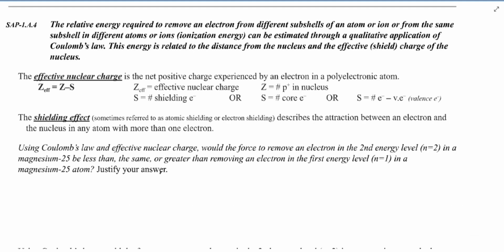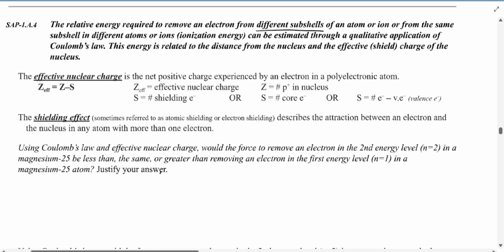All right, now let's go to this qualifier. It says the relative energy required to remove an electron from different subshells of an atom or ion, or from the same subshell in different atoms or ions, which is ionization energy, by the way. Removing an electron from an outer shell is called the ionization energy, or the first ionization energy, or from any shell is called ionization, but we have to be specific on that.